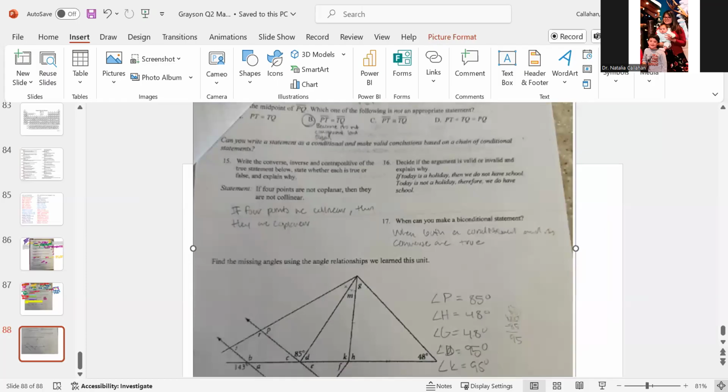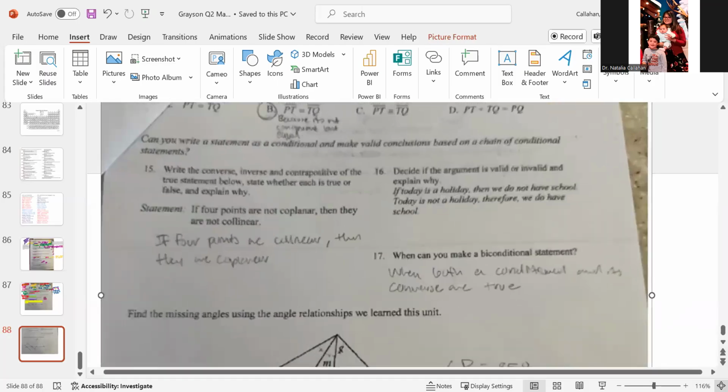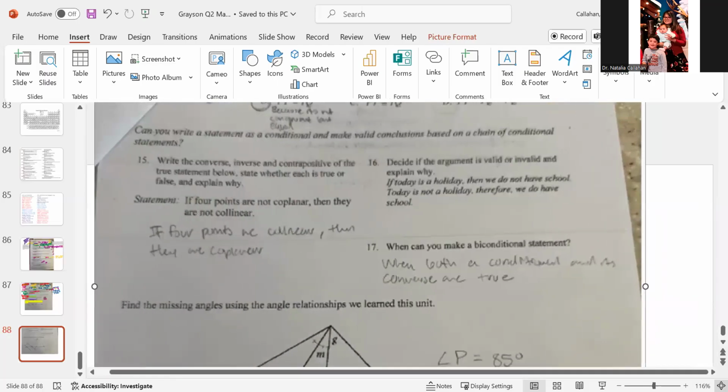Next one. All right, number 16. Decide if the argument is valid or invalid and explain why. If today is a holiday, then we do not have school. Today is not a holiday, therefore we do have school. It is valid, right? Why? Because there's no holiday, so you go to school, right? Okay, fine.